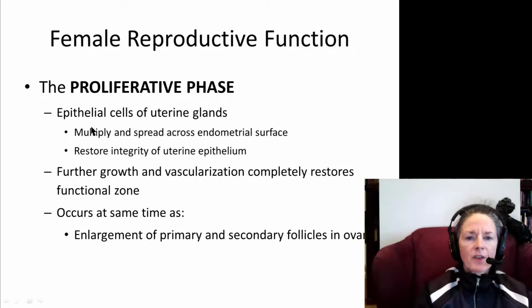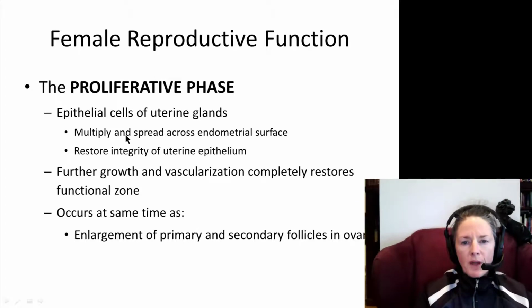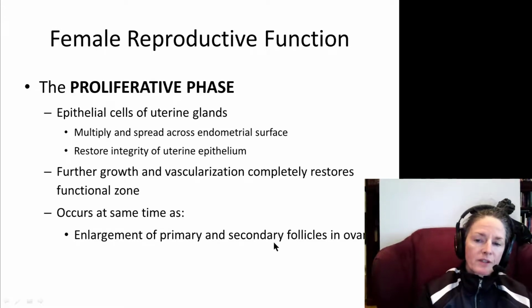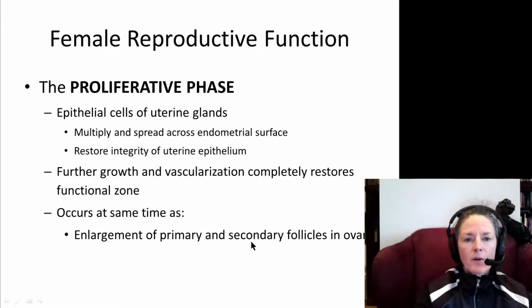All right, the proliferative phase is where the epithelial cells are going to start to proliferate. So we're going to have these uterine glands, we're going to have this endometrium. So these epithelial cells will multiply and start spreading across the endometrial surface and sort of restore the uterine epithelium. And then we're going to have some more growth of vascular phase, so that we'll have the regeneration of some of these spiral arteries. And then, as we say, this is happening at about the same time that we have our primary and secondary follicles in the ovary. So this corresponds with the follicular phase of the ovarian cycle.